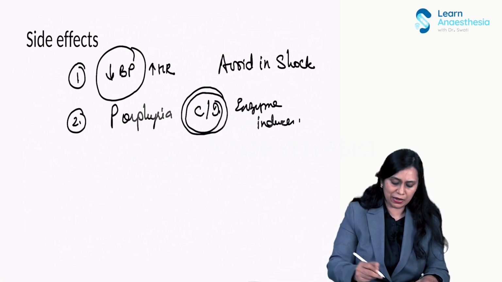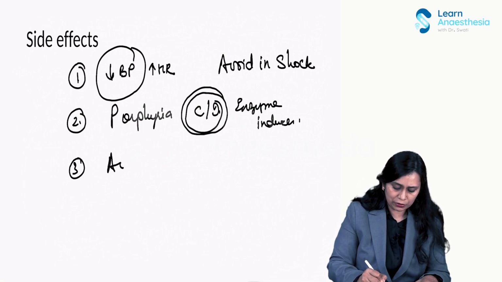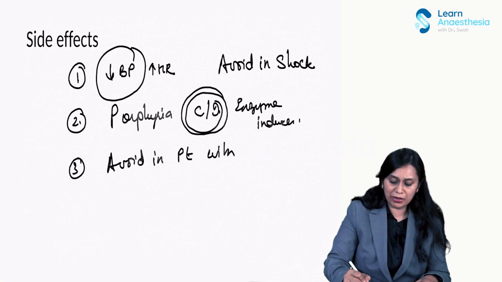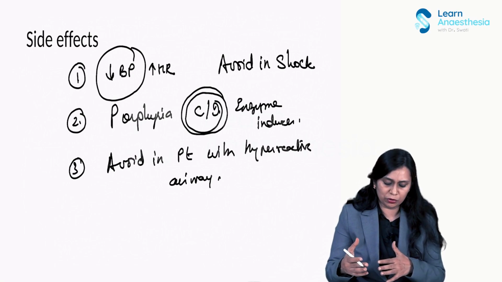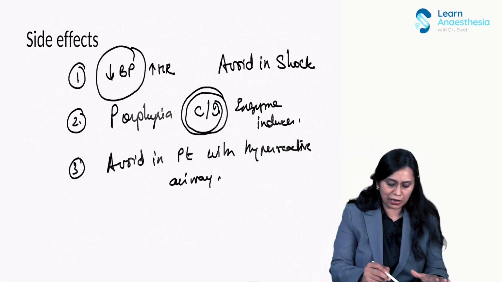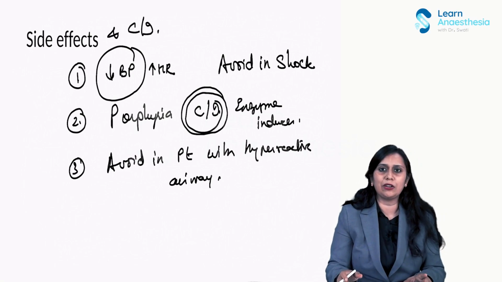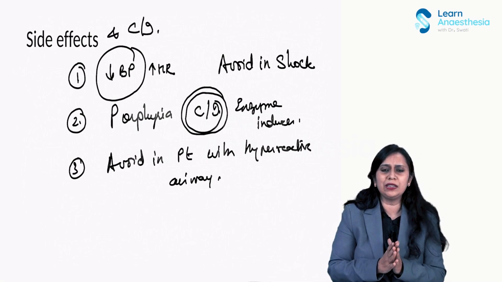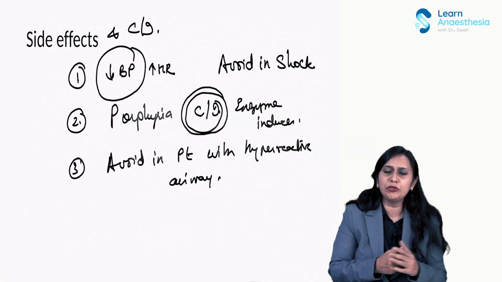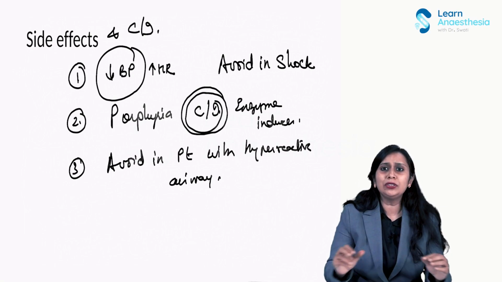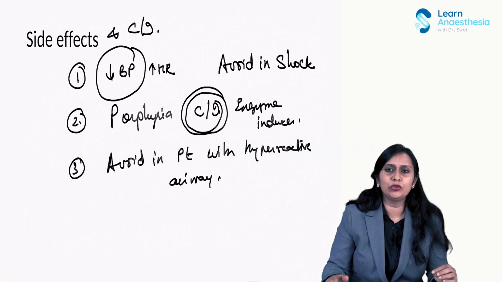Then it can cause bronchospasm, so avoid it in patients with hyperreactive airway, like bronchospasm. So these are the side effects and contraindications of using thiopentone. Today, the use of thiopentone for anesthesia is getting obsolete. If at all it is used, it is only for induction; it has been completely replaced by propofol. So this is all about our IV anesthetic agents which we use for induction and maintenance of general anesthesia. Thank you.